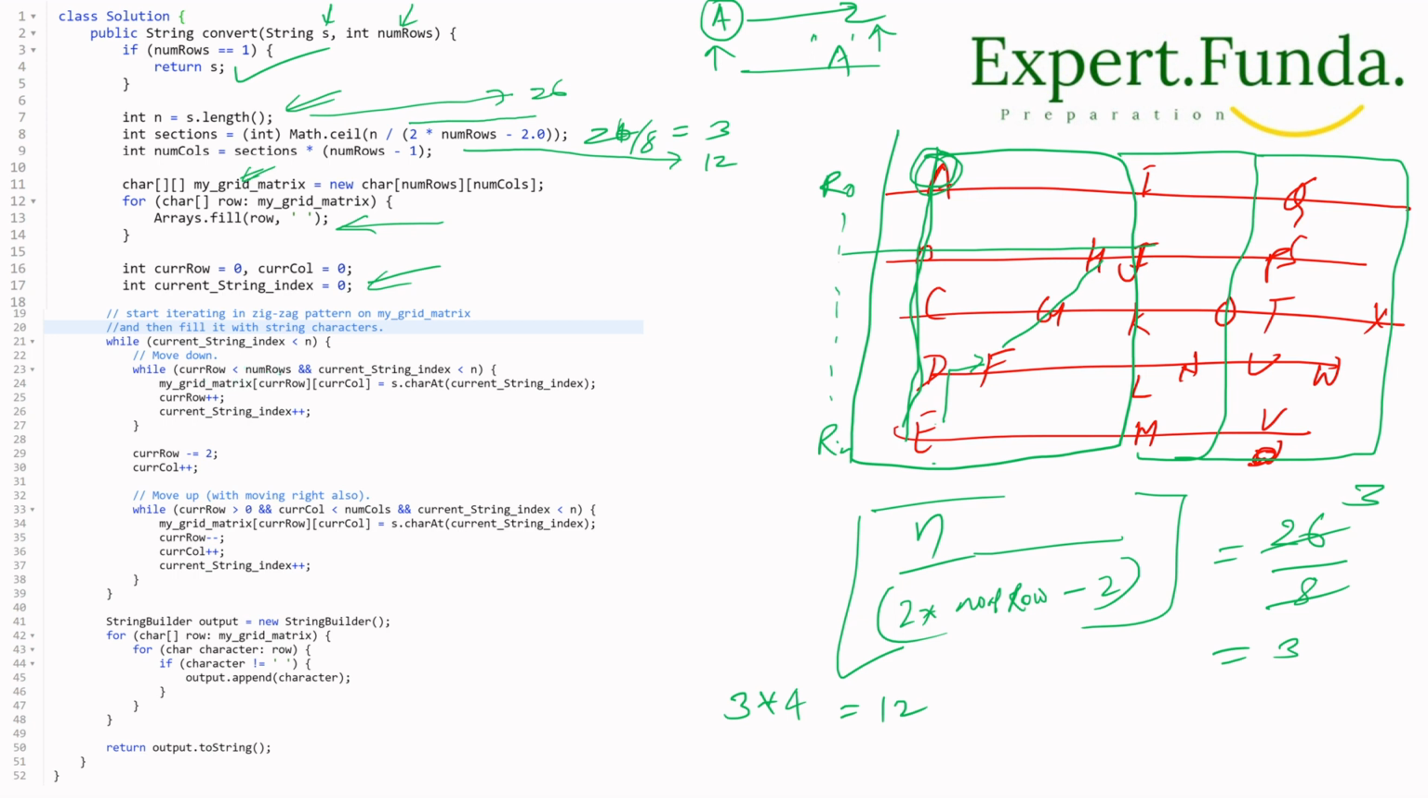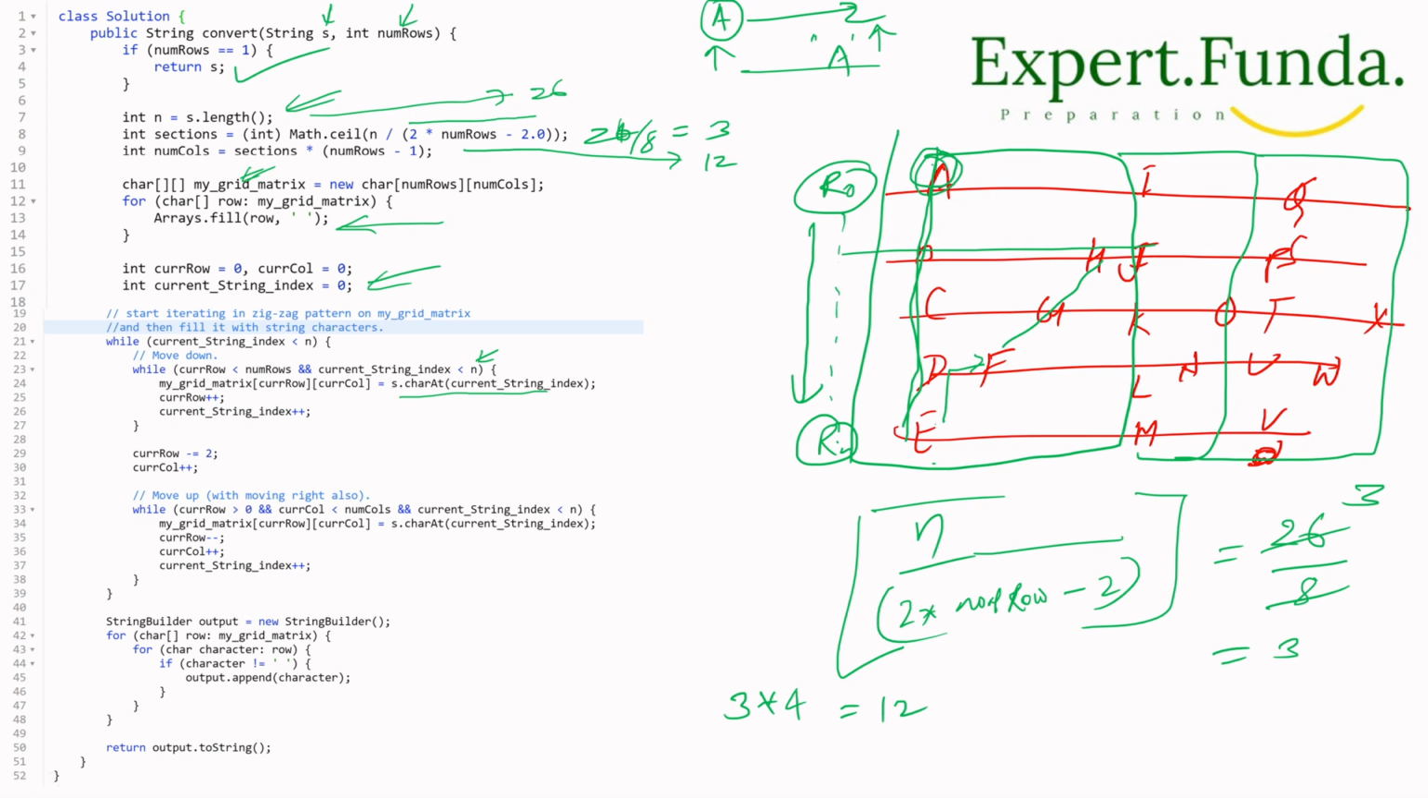So current row is less than number of rows. If the current row is less than this one, till then we will move down, right? So for that we have to write, current index should be less than this one. For my grid, we will move to the current row and current column, and we have some character. That character we will place, and then we will update our current row.